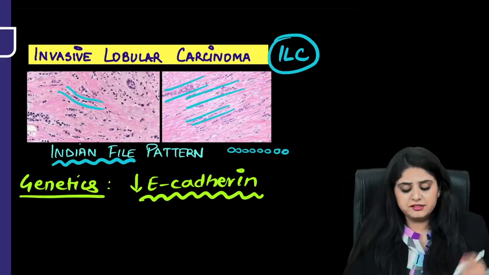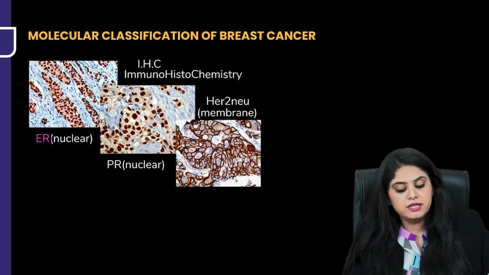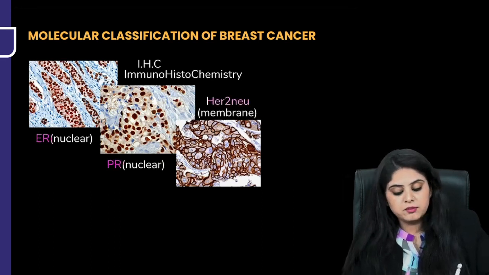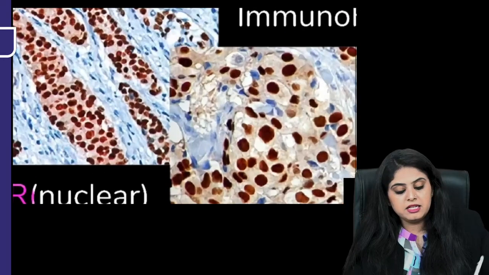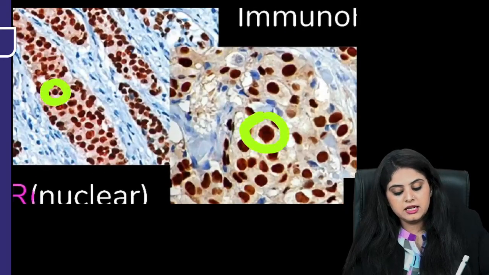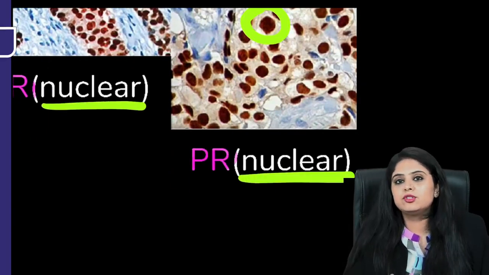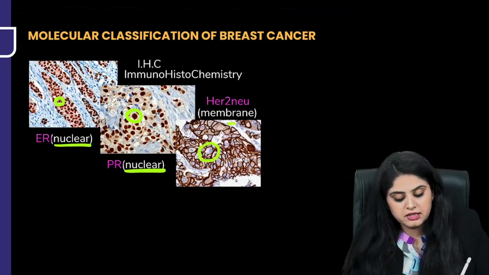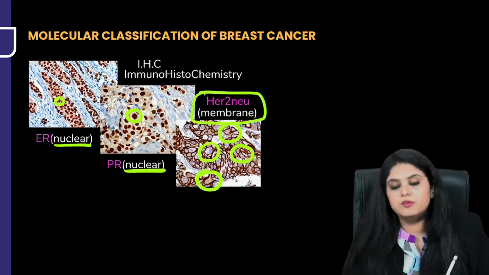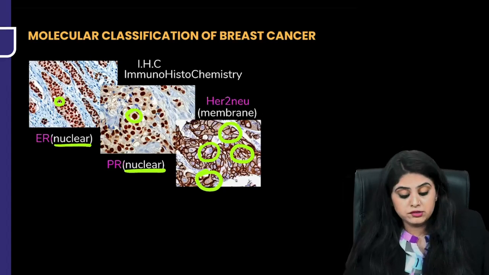Okay, all these cancers are done, but what is their immunohistochemistry? For all of these cancers, we do estrogen receptor, progesterone receptor, and HER2/neu: ER, PR, HER2/neu, right? Please note, ER and PR, where do you see the brown color? In ER and PR, the brown color is coming in the nucleus. The estrogen and progesterone receptors are nuclear receptors. Whereas in HER2/neu, the brown color is coming in the membrane. So ER, PR, HER2/neu is the immunohistochemistry panel.